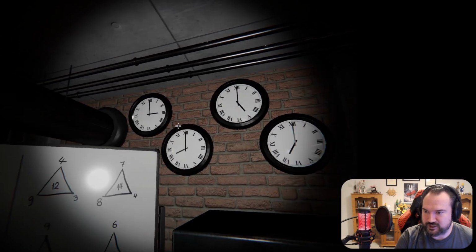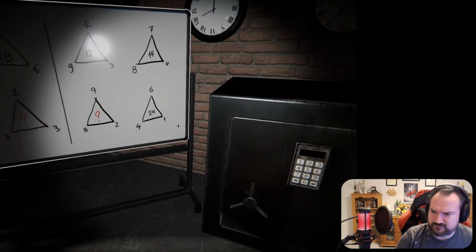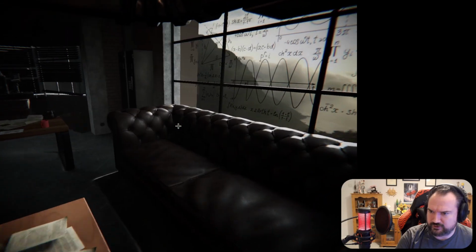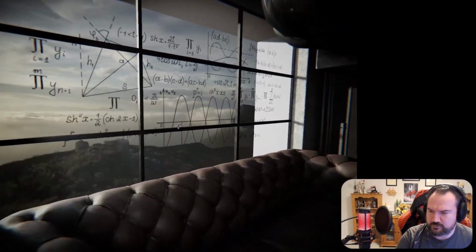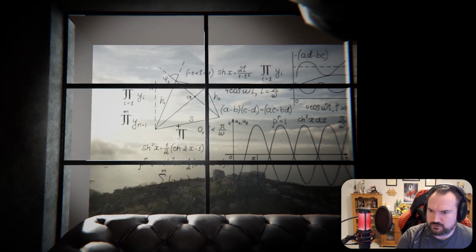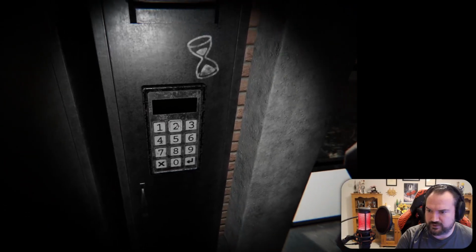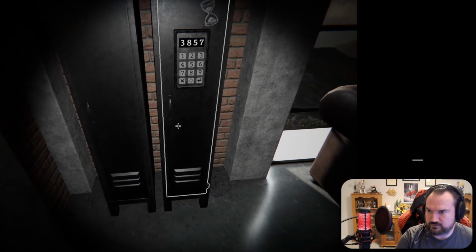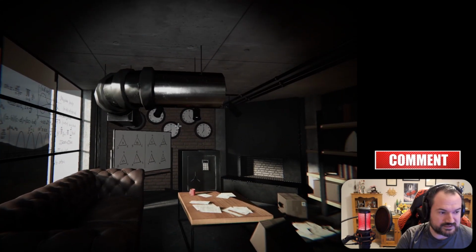Right, we've got a third keypad. We have 4 clocks on the room. 3, 8, 5 and 7. And then we've got some triangles here. 3, 8, 5 and 7. Well, that's a timer. Well, a sand timer. 3, 8, 5, 7. Would that be... Yeah. Great. So, the timer is the time.